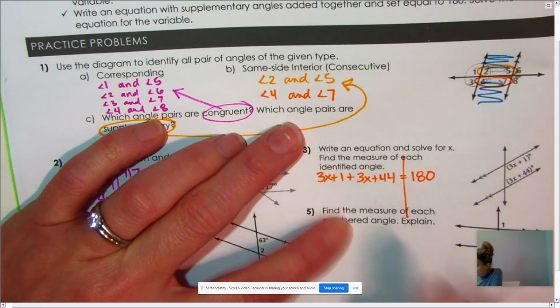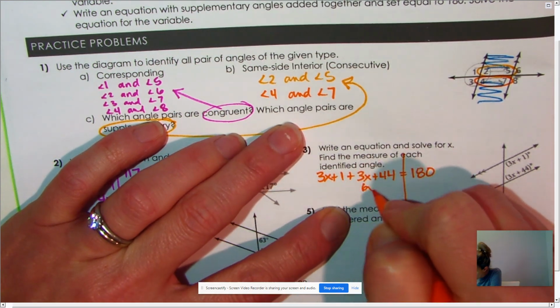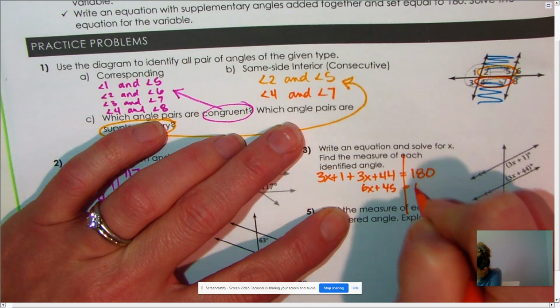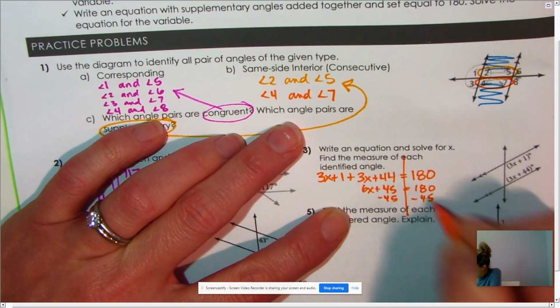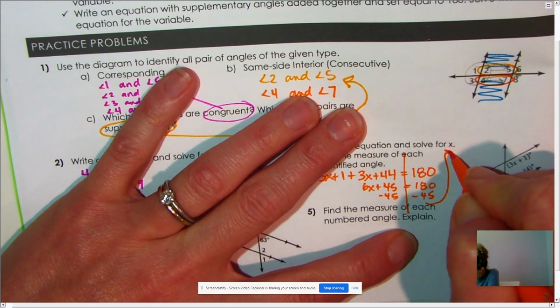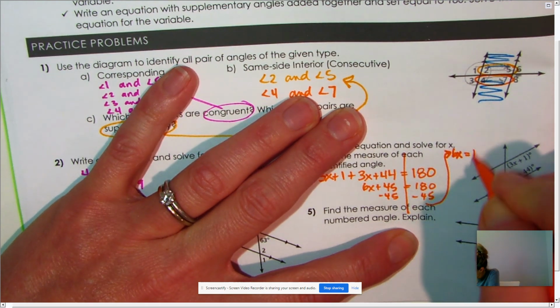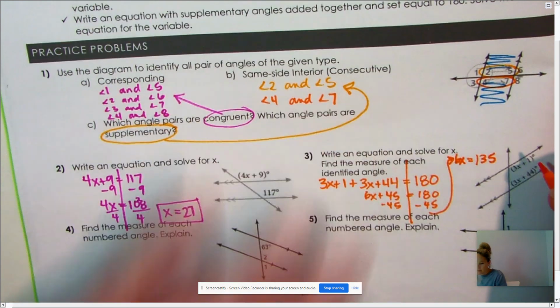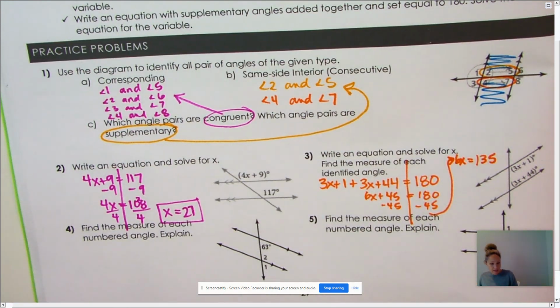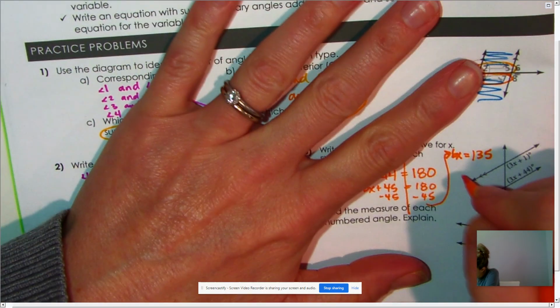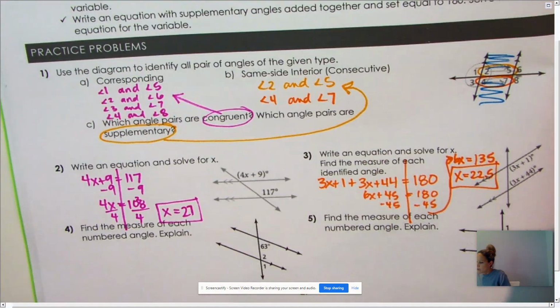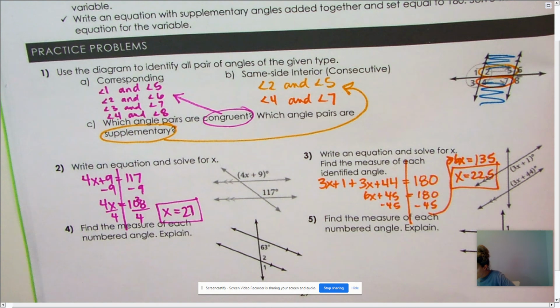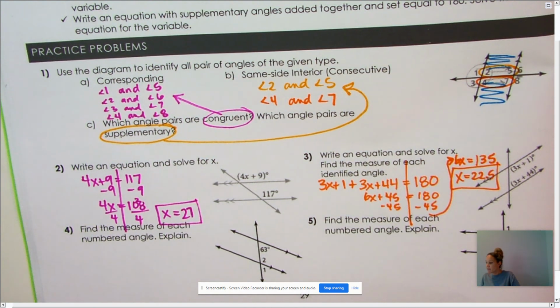So now I'm going to combine like terms. I've got 6x plus 45 equals 180. I'm going to subtract the 45 on both sides. And so I'm going to come up here, 6x equals 135. Is that right? Yeah, and so we get x equals 22 and a half. x equals 22.5.